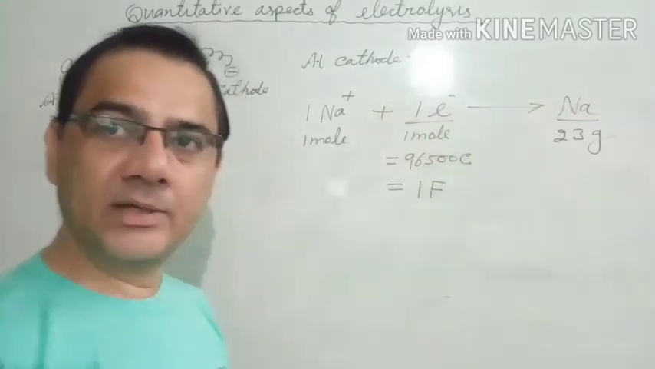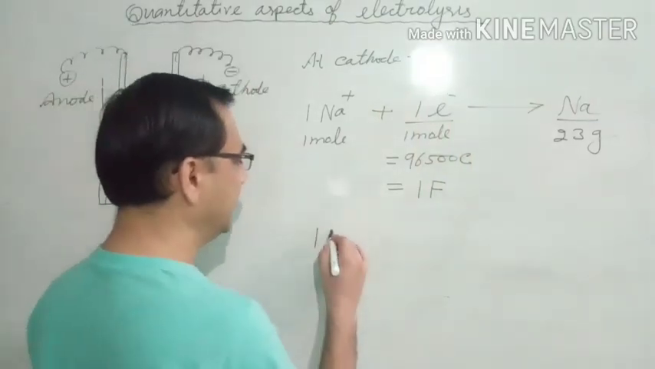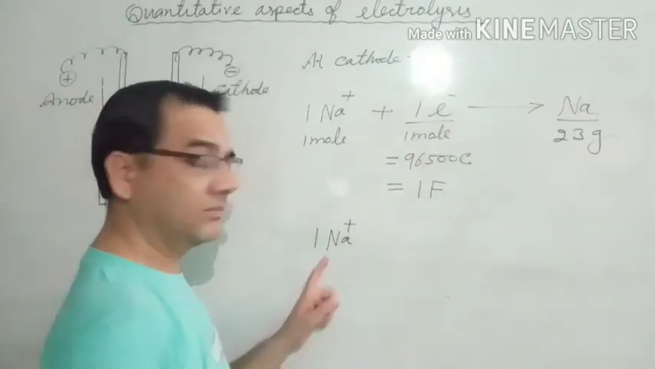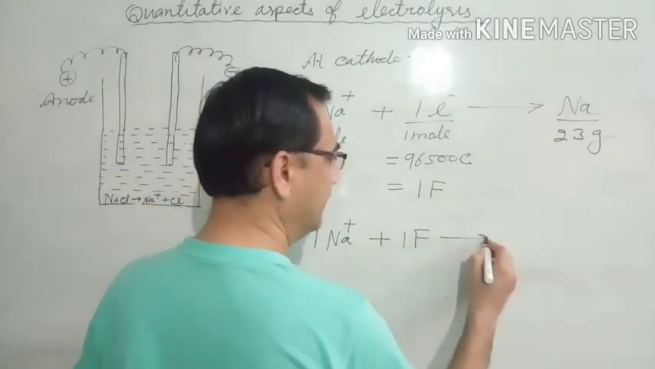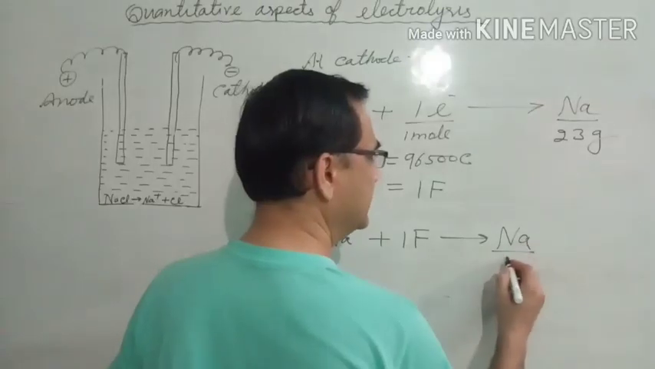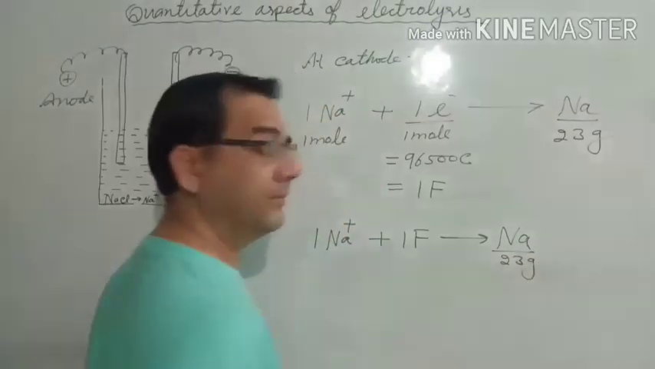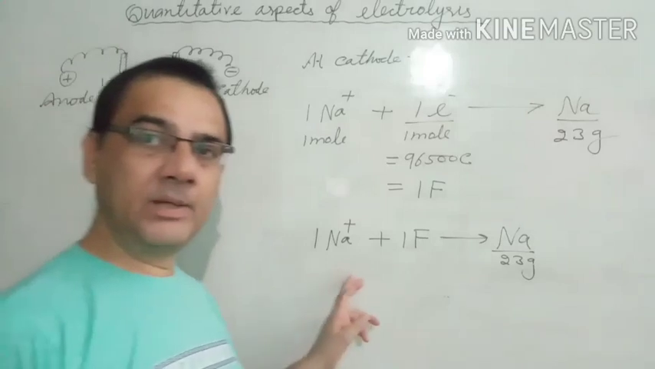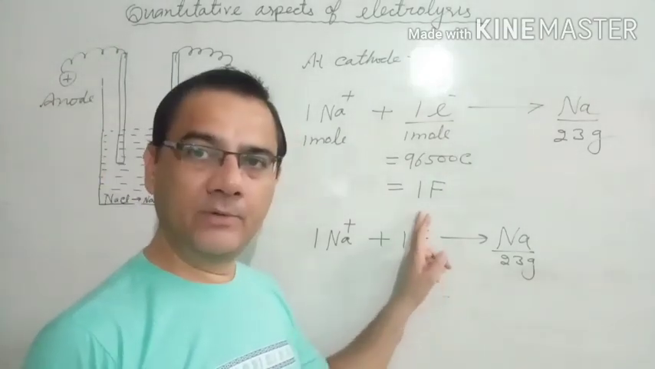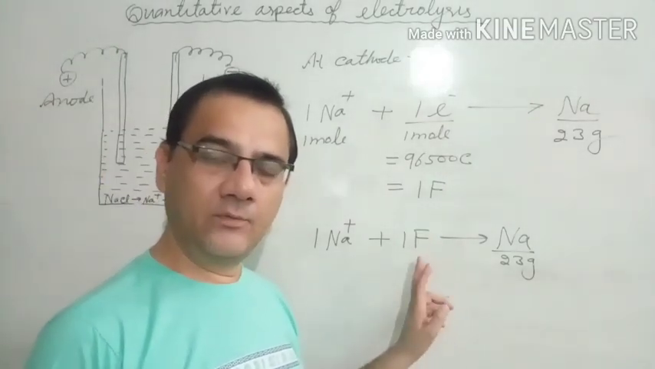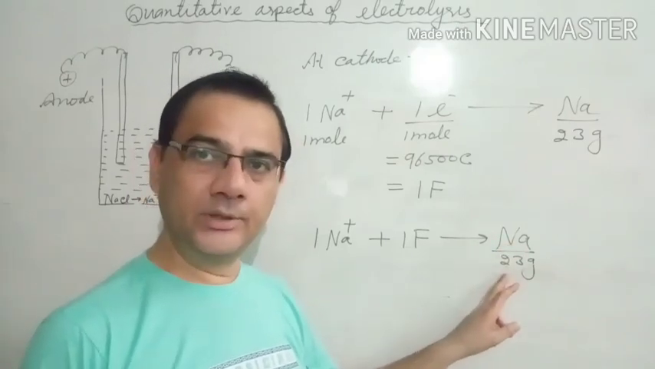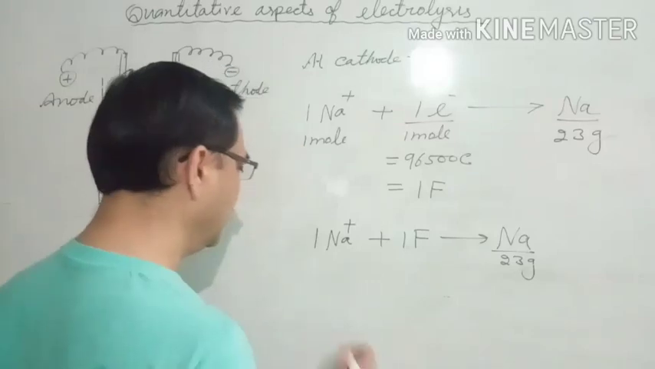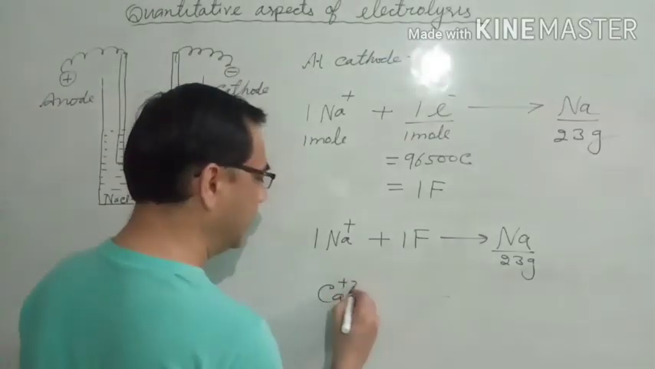अब और simplify करके इसको लिखते हैं, and we will write 1 mole Na plus ion plus 1 Faraday give rise to sodium, and that is equal to 23 ग्राम. 1 मोल Na प्लस आयन को डिपॉजिट होने के लिए कैथोड पर 1 फैराडे चार्ज चाहिए, और 1 फैराडे चार्ज के बाद जो सोडियम डिपॉजिट होगा दैट विल बी इक्वल टू 23 ग्राम.